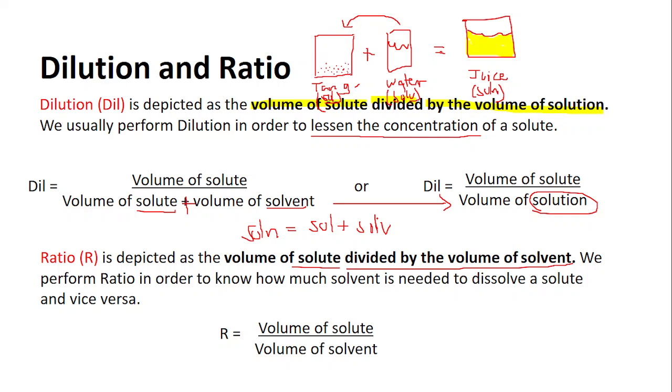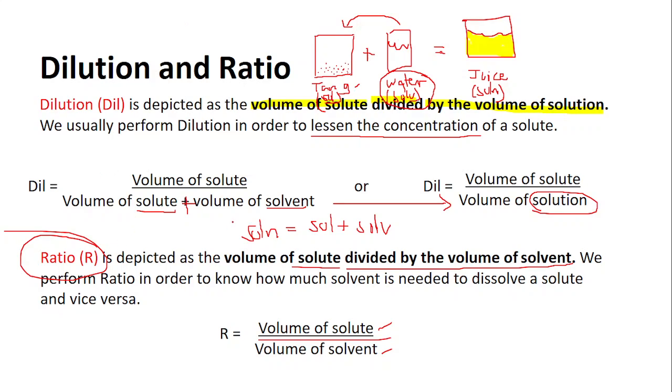Again, ratio is volume of solute divided by the volume of solvent. So, solute divided by solvent. We perform ratio in order to know how much solvent is needed to dissolve a solute, or vice versa. So, to know the specific volume in mL of water that we need to add to the Tang to achieve the perfect taste, we need to perform ratio. To achieve just the right sweetness, we perform ratio.